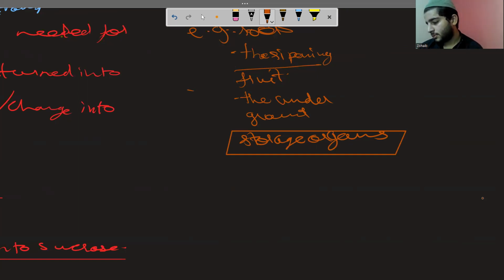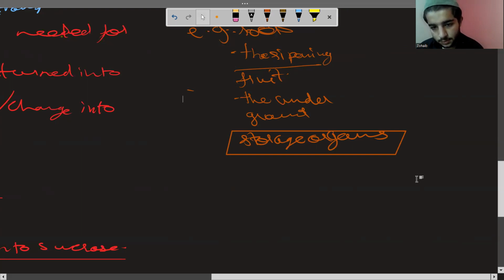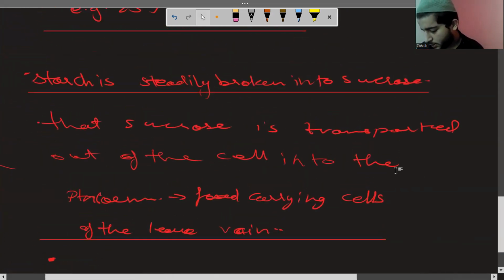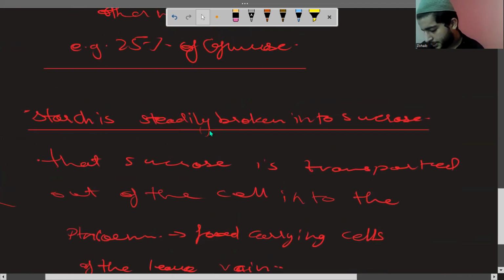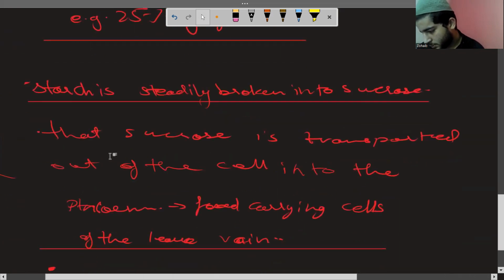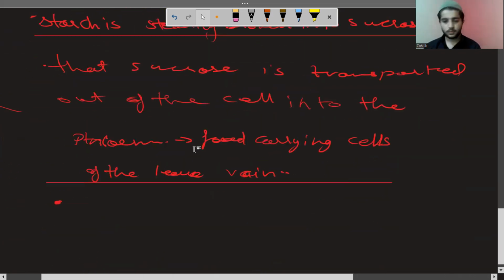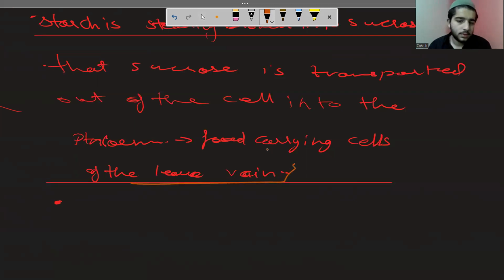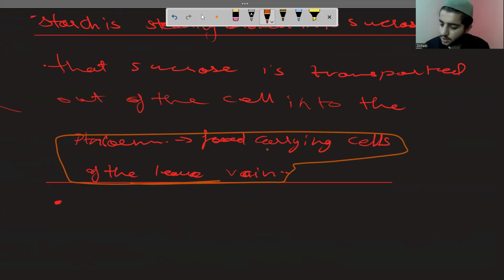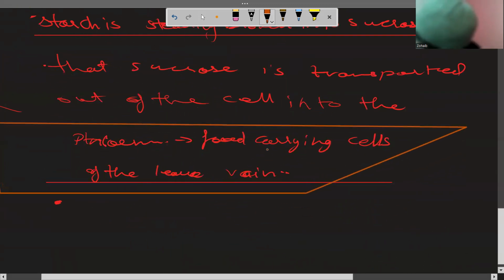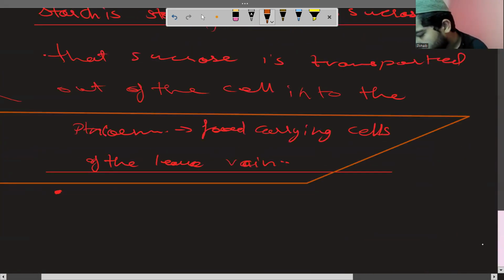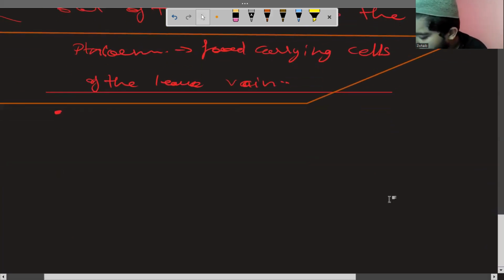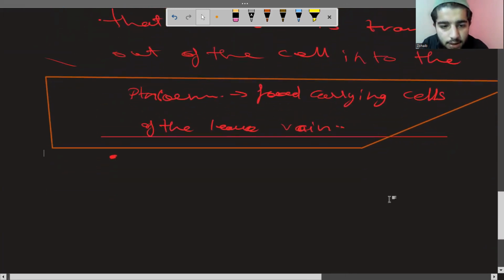The ripening food, like the mature food root which is just ready to be plucked. Here it is written, starch is readily broken into sucrose. That sucrose is transported out of the cell into the phloem. So what is the phloem? The phloem is a food carrying system of cells in the leaf vein.